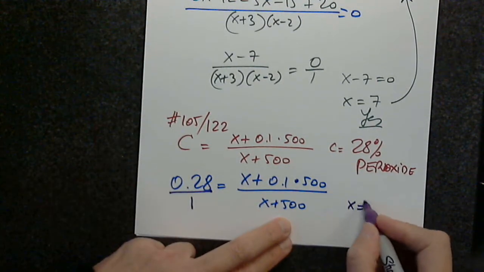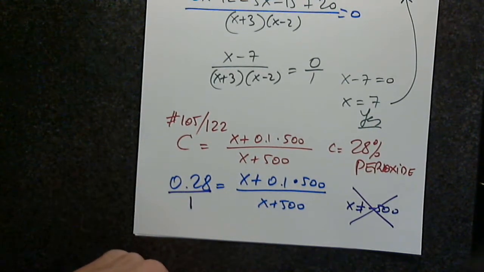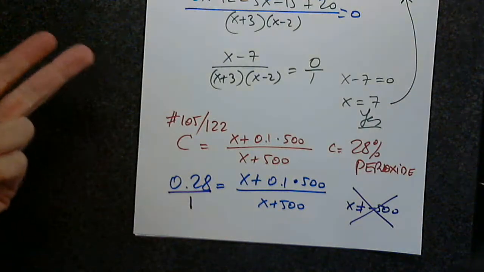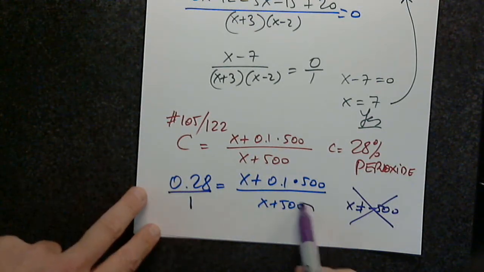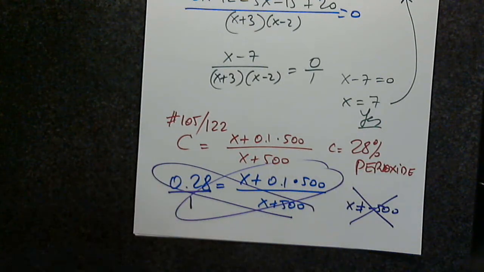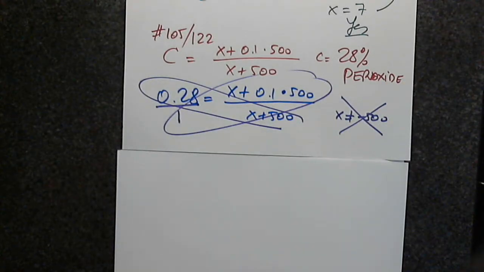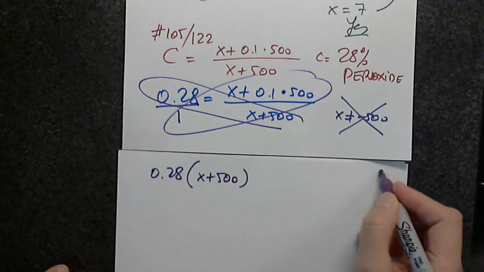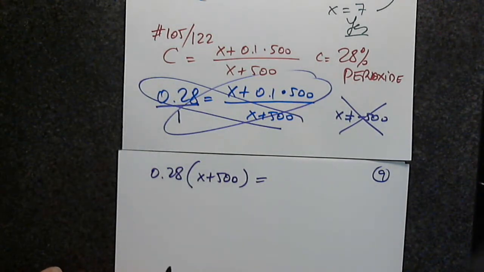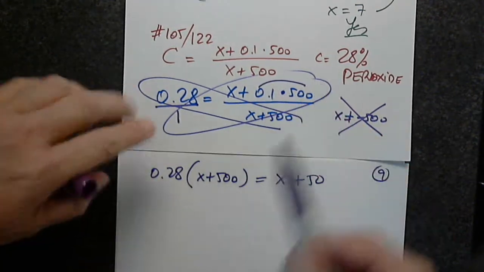Yes, I should write that X equals negative 500, but of course I cannot add negative 500 liters. So in this case, there is not even a need to write a restriction, because X cannot be negative 500 liters, right? So I can go ahead and cross multiply. So then 0.28 times X plus 500 must equal X plus 50. Yes, plus 50 indeed, so we can multiply this and we get 50.